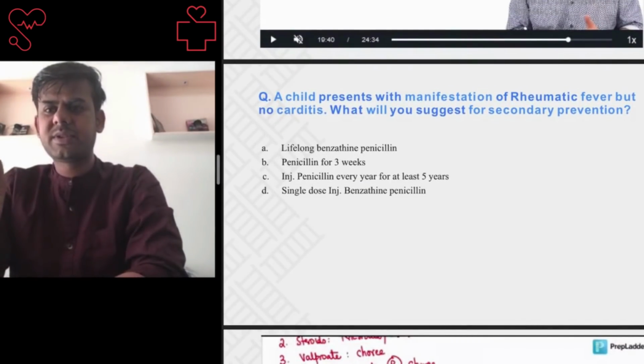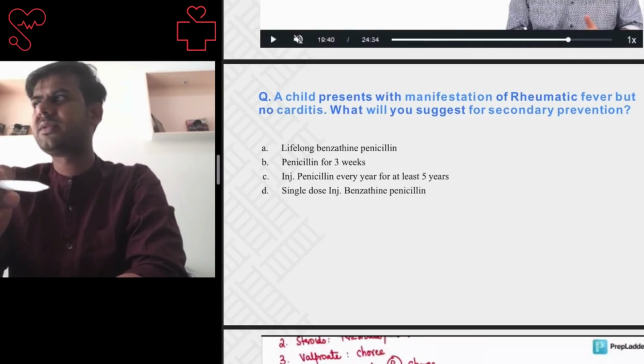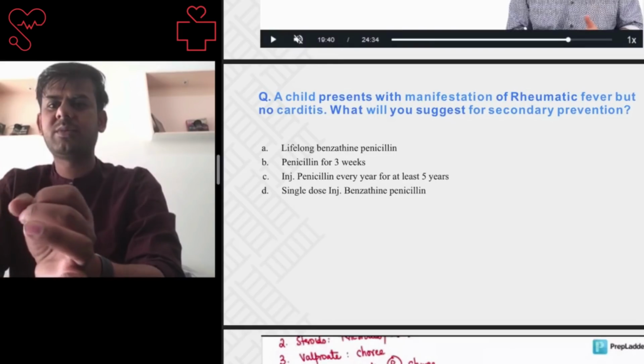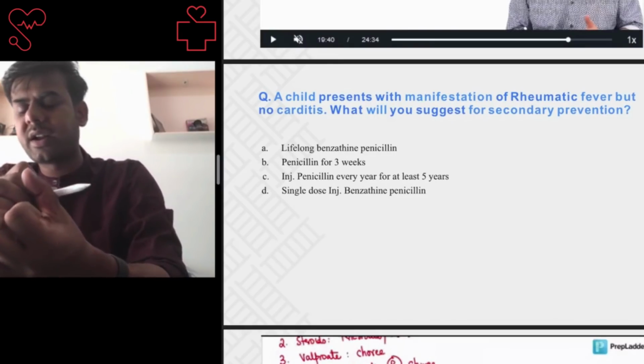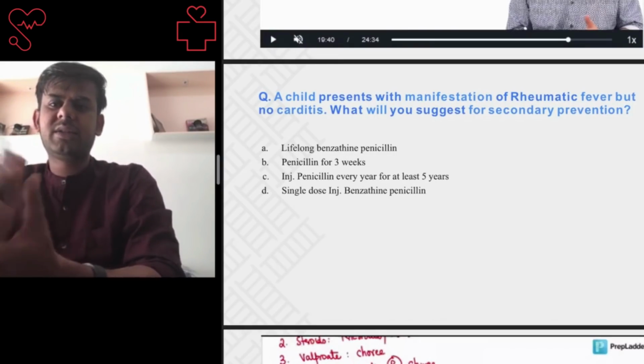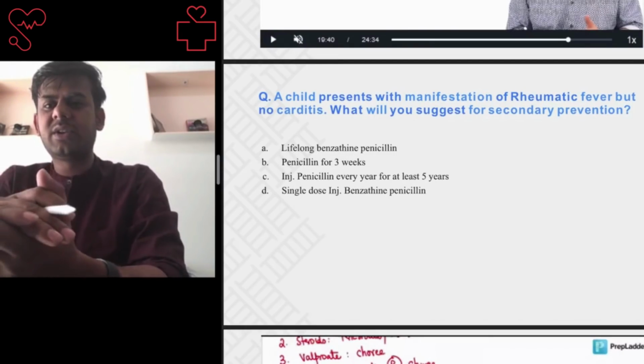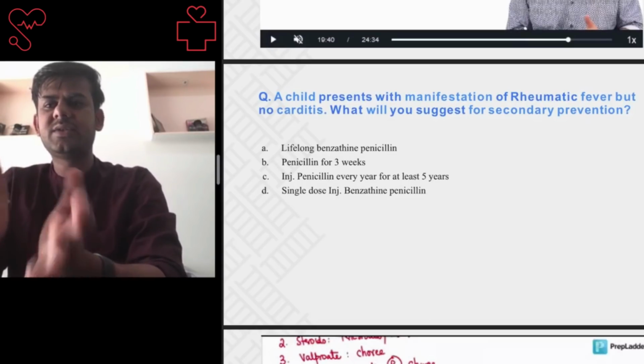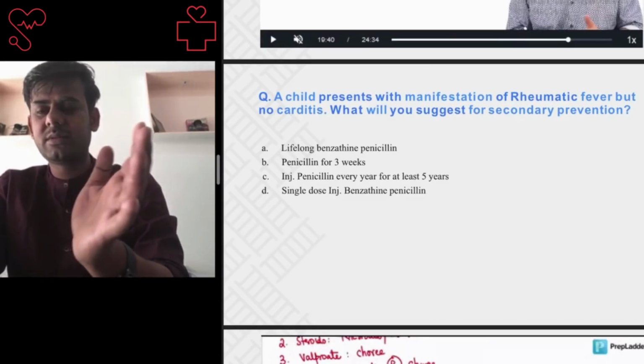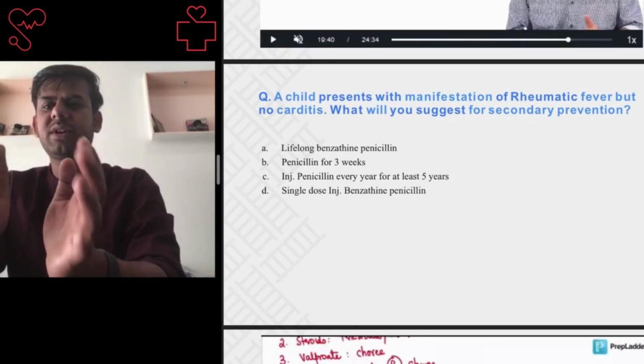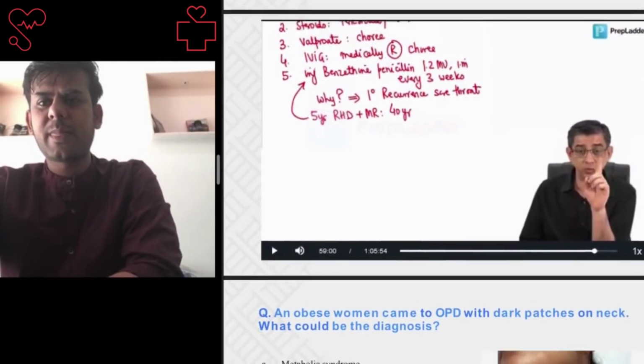There was a question of a patient presenting with manifestations of rheumatic fever but no carditis. What will you suggest for secondary prevention? If there is presence of carditis, then treatment should be continued for a minimum of 10 years, and if there is no carditis, then prophylaxis with penicillin should be continued for 5 years.